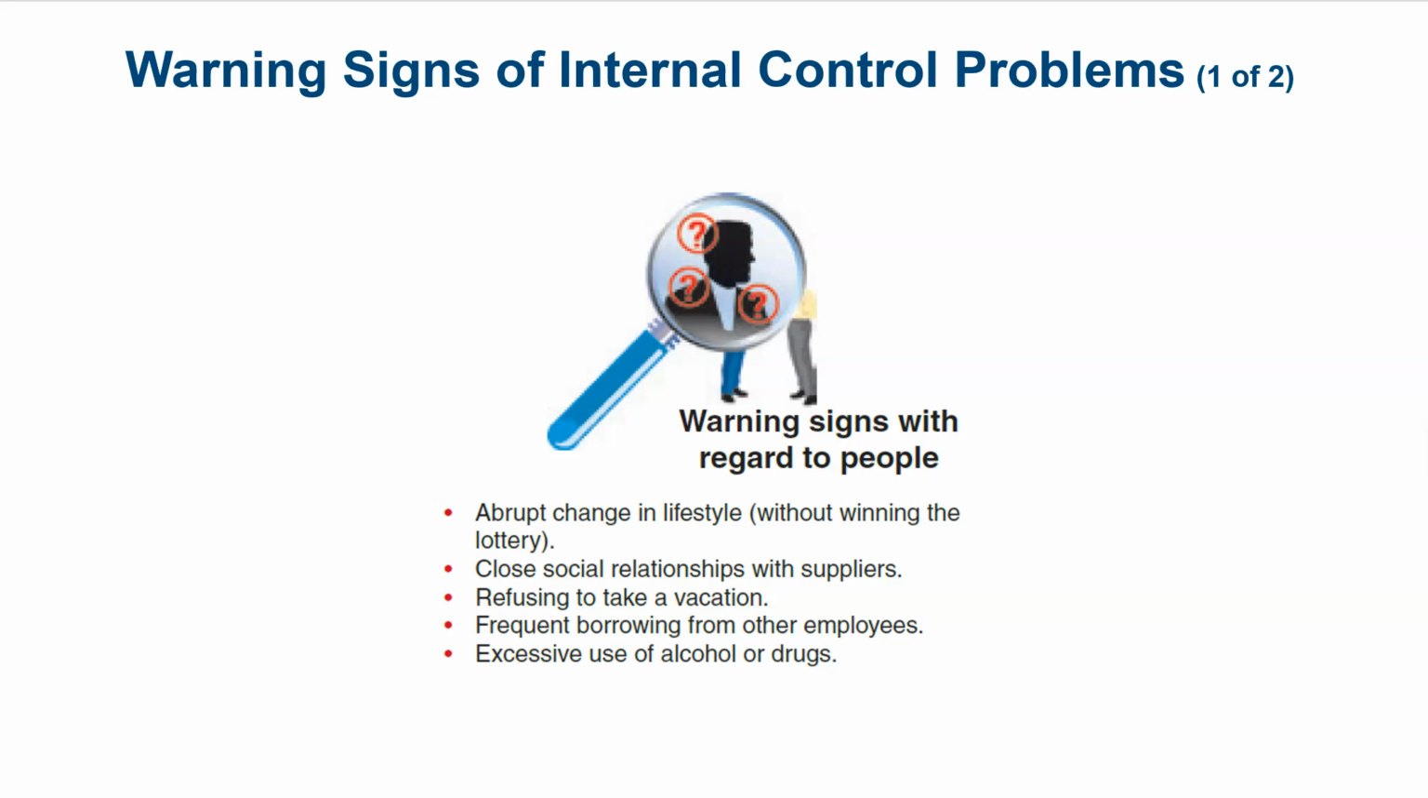If an employee has a close relationship with suppliers, you don't want them to collude with the supplier and steal money from you in that way. If they refuse to take a vacation, if they have frequent borrowing from other employees, because if they need to borrow money, that's just showing that there's a pressure there, and excessive use of alcohol or drugs, which could also create that pressure that we talked about. So again, this doesn't mean for sure that they are stealing, but these are warning signs that you want to look into.